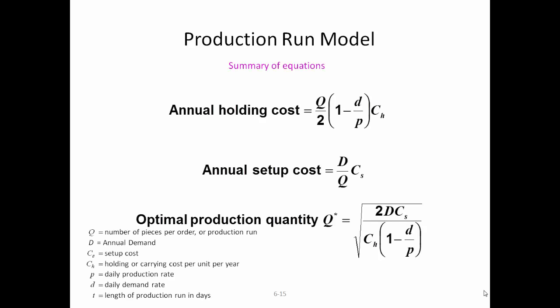So here's a summary of the equations that we need. We have the annual holding cost equation. We have the annual setup cost equation. And we have the optimal production quantity Q star equation.